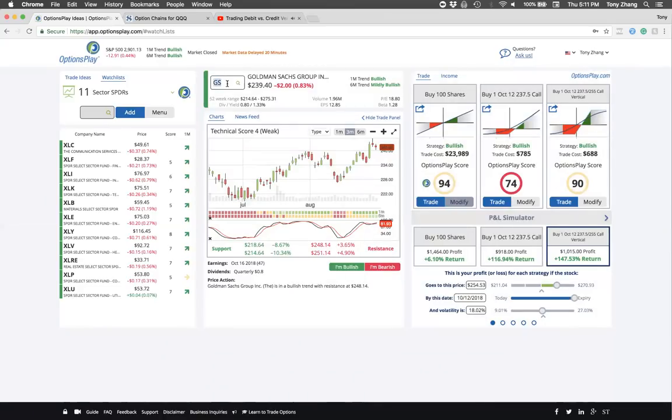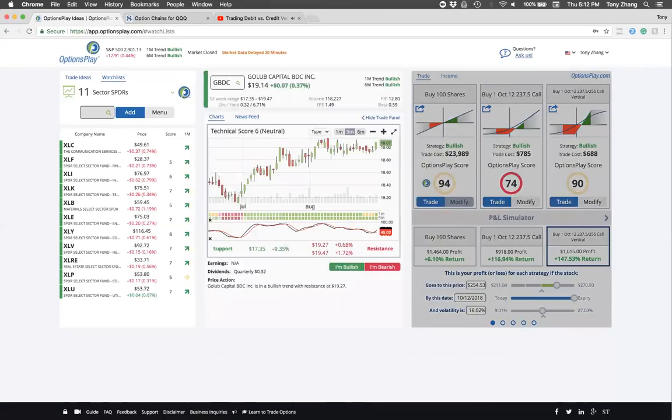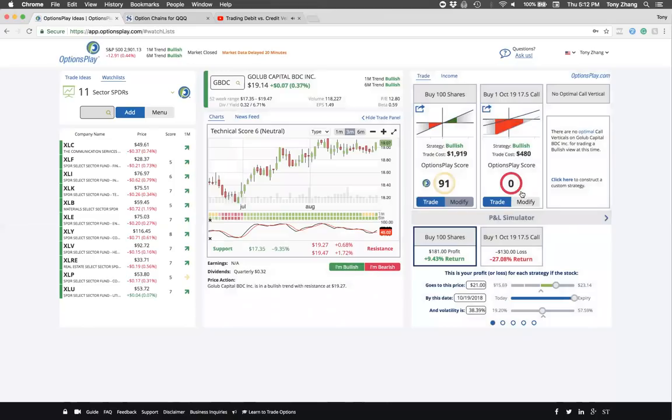But if, let's say, you're looking at some small cap name, as you can see, you get a very poor options play score of 0. This is telling you this is not a very liquid name when it comes to options. You should probably avoid it. So they become very obvious just by looking at the options play score. You don't have to worry about strikes per se.